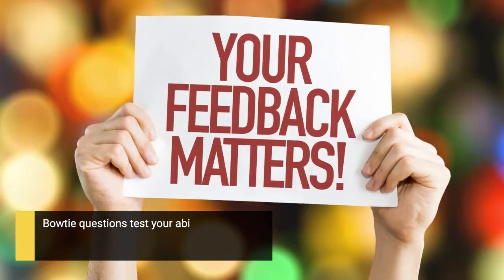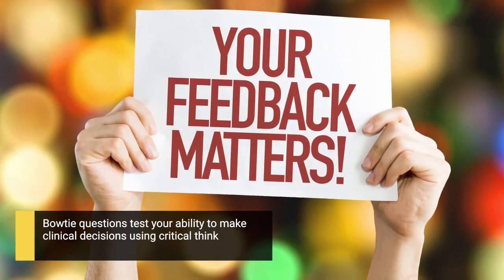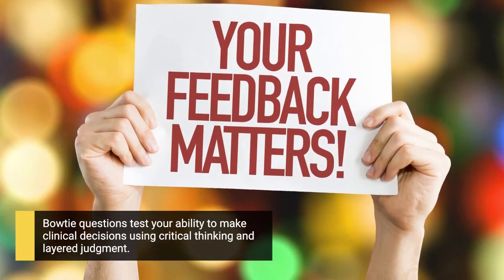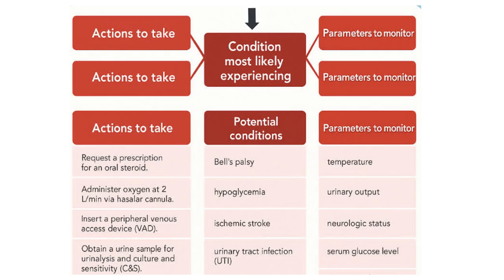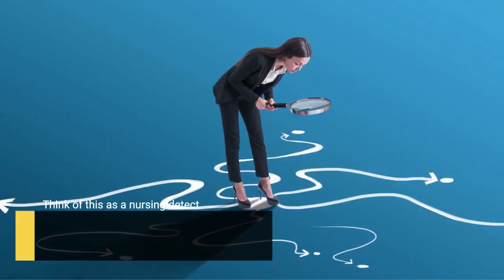Bow tie questions test your ability to make clinical decisions using critical thinking and layered judgment. The structure always looks like this. In the middle, you select one potential condition the patient is experiencing. On the left, you select 2 actions to take based on that condition. On the right, you choose 2 parameters to monitor so you can evaluate the patient's response. Think of this as a nursing detective mission.